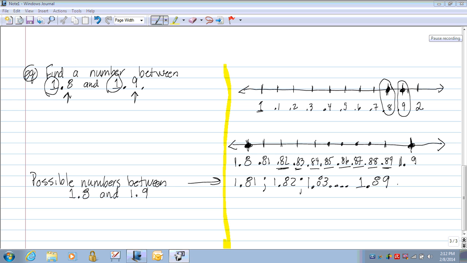If you go back to your I Can statement pages, you were able today to locate and name points on a number line, and you were able to find fractions or decimals between each fraction or decimal. We will practice some more tomorrow. Have a good night.